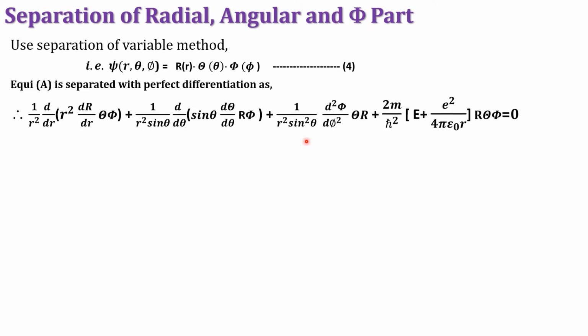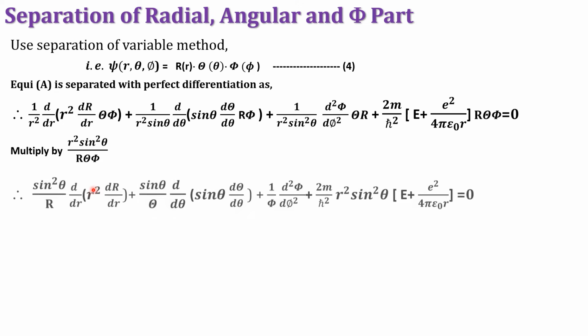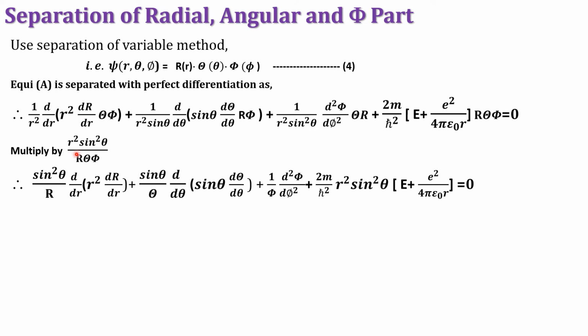This equation we again simplify by multiplying by r squared sin squared θ divided by R Θ Φ. Each term becomes as follows. For the first term, Θ and Φ cancel, 1 upon R is remaining, r squared cancels, and sin squared θ remains.